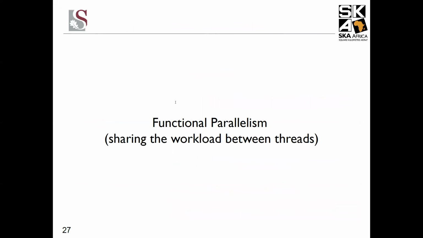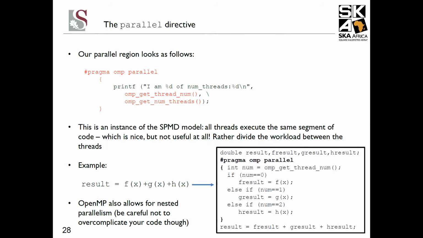Okay. All right. So now we know how to create an OpenMP program in C. We know how to declare the parallel region, and we also know how to declare the variables as being private or shared. But what we need to look at now is how can we distribute the work between these various threads so that they all get something to do, and we benefit from speedup. So we're going to look at something called functional parallelism, that is sharing the workload between the threads.